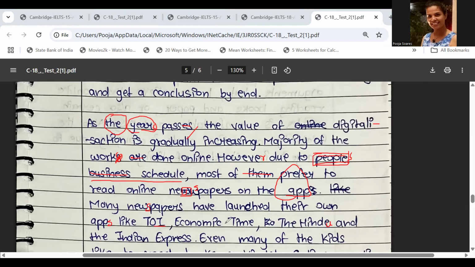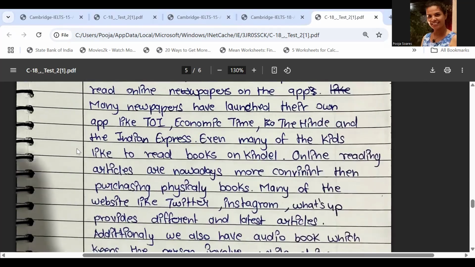Okay, you don't have to give so many examples. All right, one or two is more than enough. Even many of the kids, which kids? Let's see. Like to read books. Which kids are we referring to? Youngsters. Okay, because Kindle is not used by very young kids. And kids is a very gentle word. Kindle spelling is L-E.